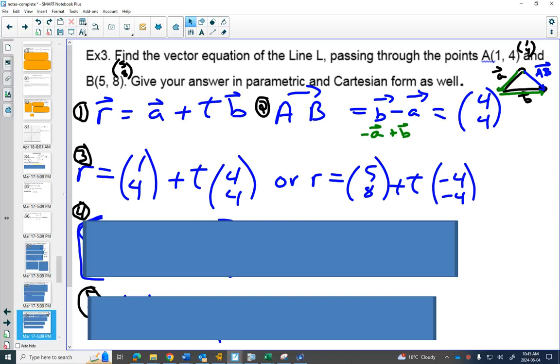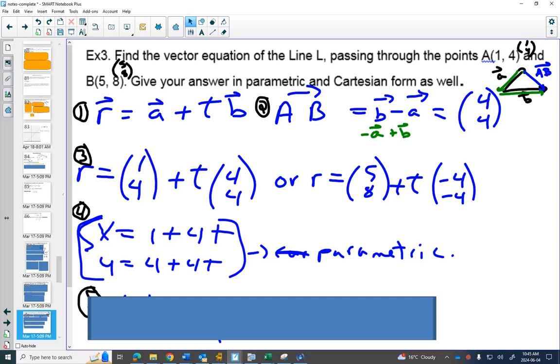Because that t scalar can be positive or negative in front, as long as your direction is right, it doesn't have to be in the same direction. You could go B to A. It would still be the same line. Right? Then we could write out our parametric equations. 1 plus 4t, 4 plus 4t. Or 1 plus 1t, 4 plus 1t.